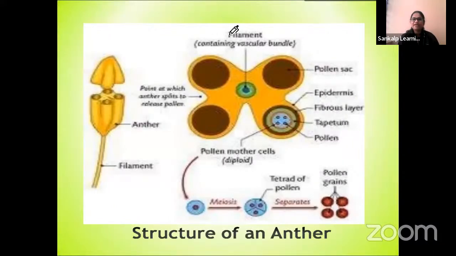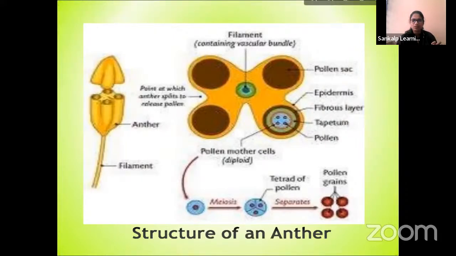Microsporangia are observed only in the young anther. 1, 2, 3, 4. So totally how many sporangia do we have? Four sporangia. So it is called tetrasporangiate. Tetra means four, sporangiate, as it has four sporangia. We also call it a tetrad.